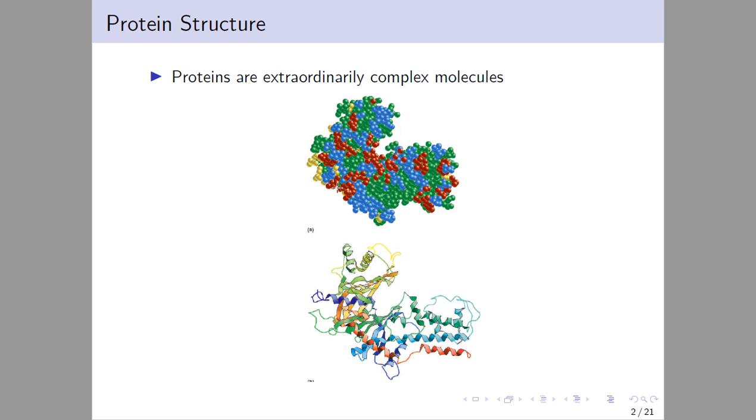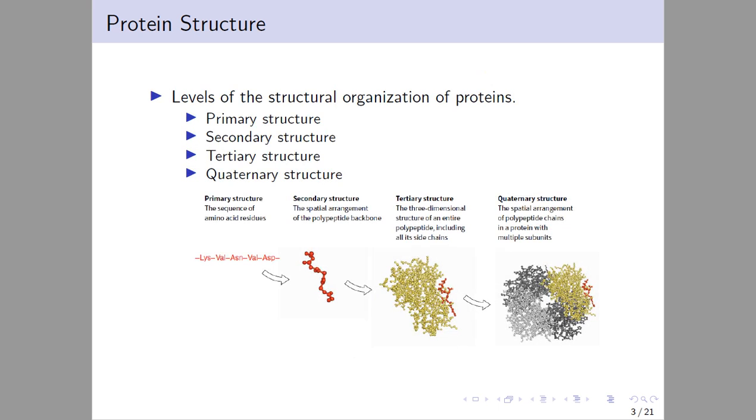These are one image, and this is another type of image. We can see that these are the protein. Okay, so the protein structure, the levels of organization of protein. We have four structures. The first one is primary structure, the second one is secondary, tertiary, and quaternary structure.